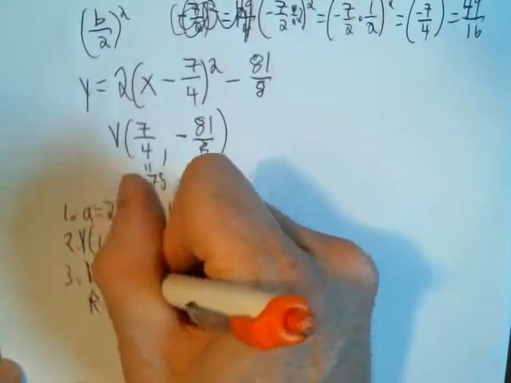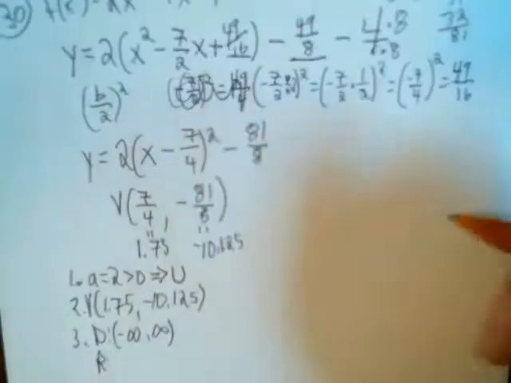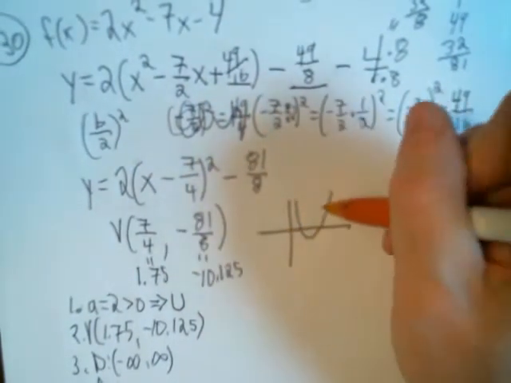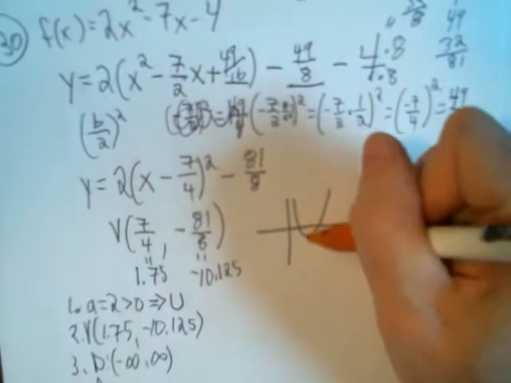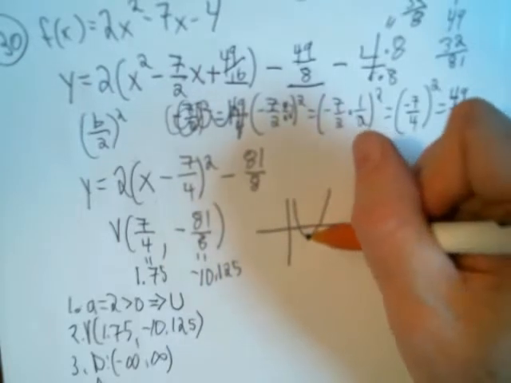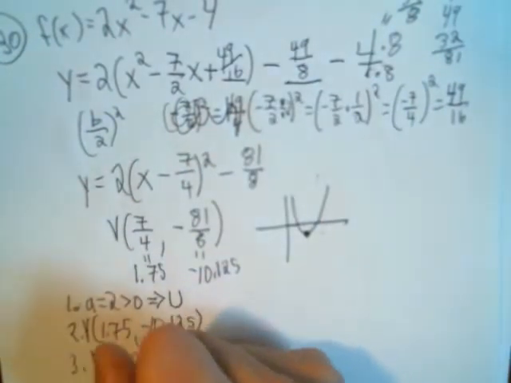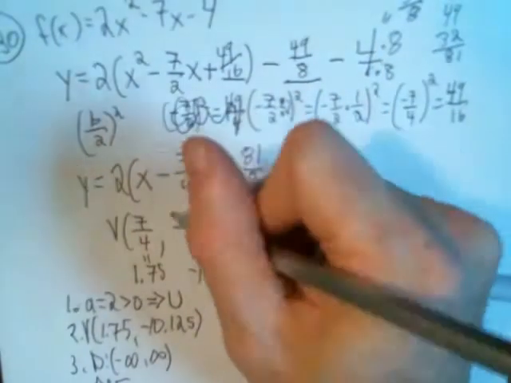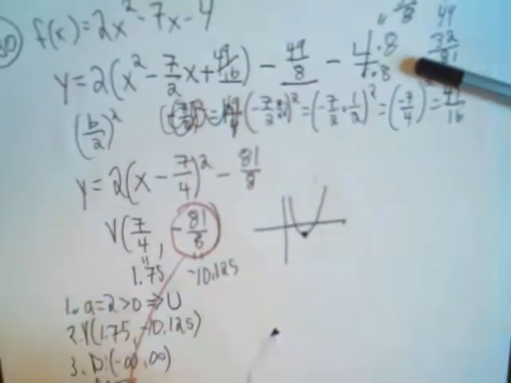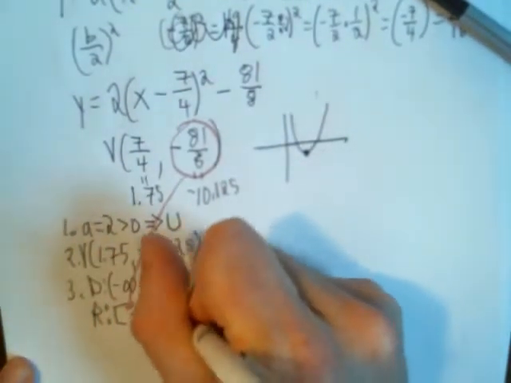The domain is always negative infinity to infinity. The range you can get from your vertex and kind of doing a quick graph. So maybe it looks something like this. Your vertex y coordinate tells you the beginning of your range. Okay, so it's going to go from here and then straight up. So it goes from negative 81/8. That's where you're starting. Okay. So negative 81/8, and then it's going to go straight up to infinity.